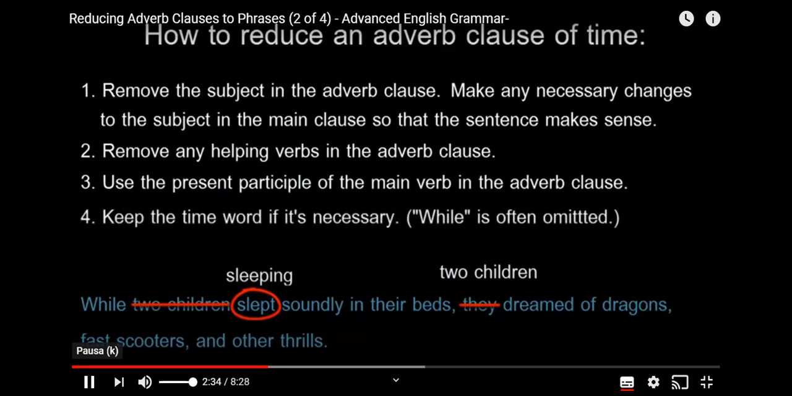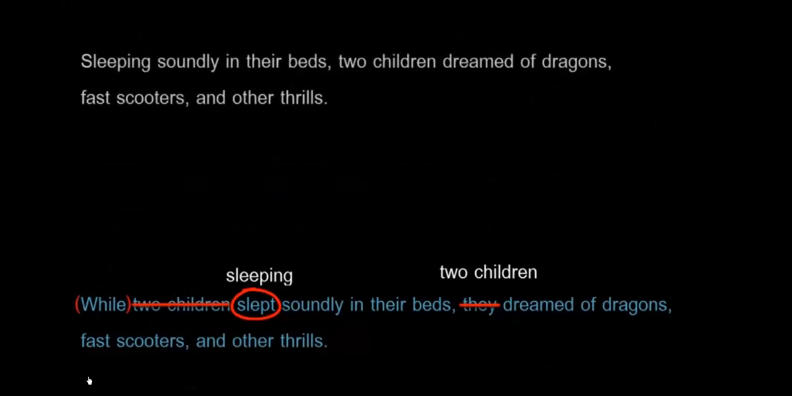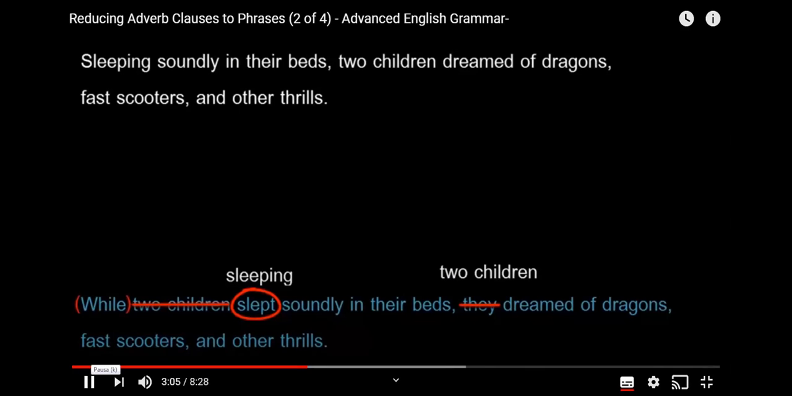And our last step, keep the time word if it's necessary. We don't always use a time word when we shorten an adverb clause of time. While is often omitted because it's understood. It's not necessary, so you can always use it, but it can be omitted. Hopefully you understand how I wrote this sentence in the story. Sleeping soundly in their beds, two children dreamed of dragons, fast scooters, and other thrills.